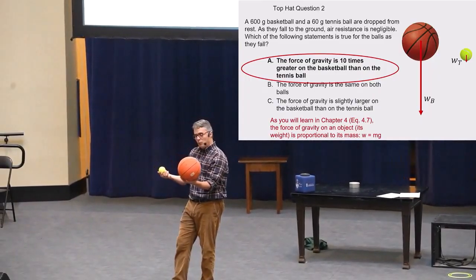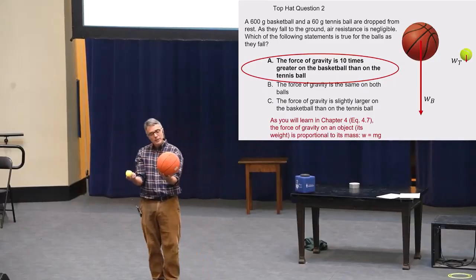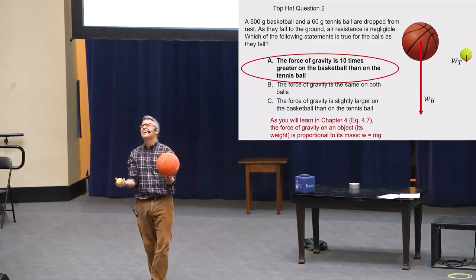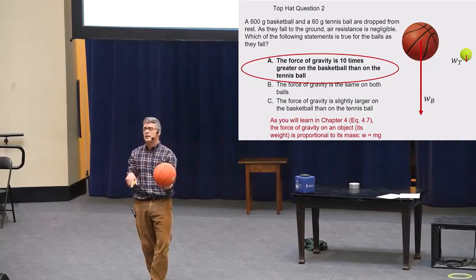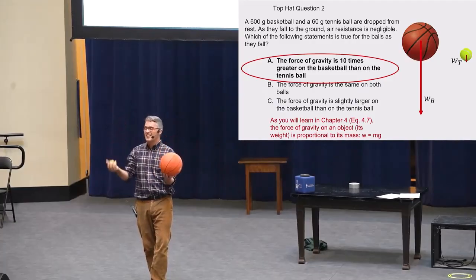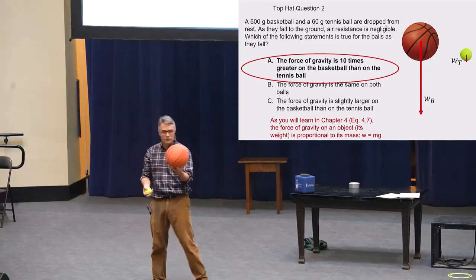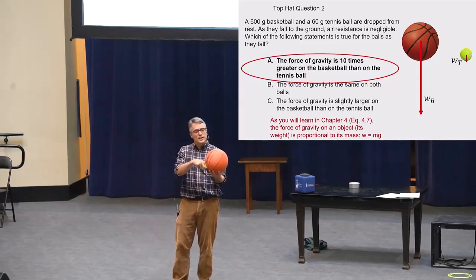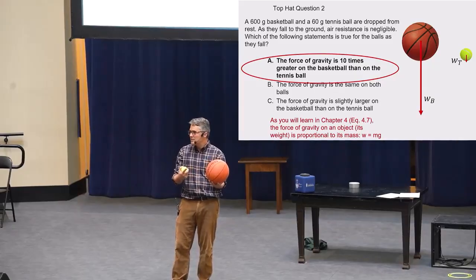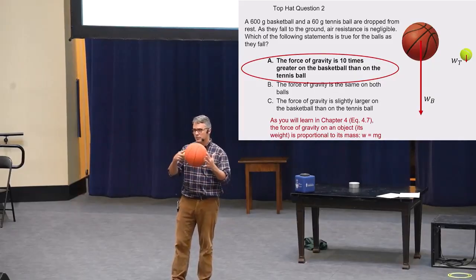So, why do they fall? The reason they fall at the same rate is because the acceleration of an object is the force on it divided by its mass. So when something has more mass, it's harder for it to accelerate. So even though the force is 10 times greater on the basketball, its mass is 10 times greater, and they end up canceling. You end up with the same acceleration.